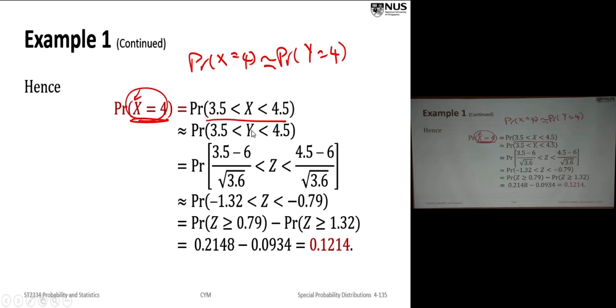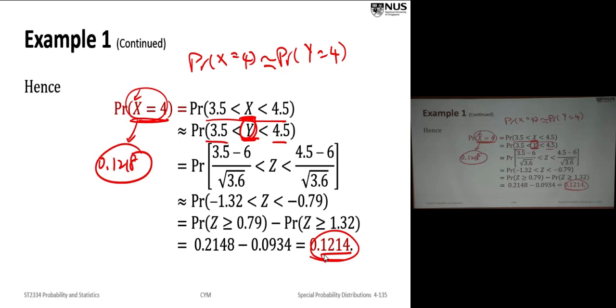Then I convert it and approximate by Y. X follows a binomial, Y follows a normal approximate distribution, so it's between the same two numbers. After I standardize it, I got the answer 0.1214, which is not very different from the exact probability, 0.1218. So it's quite close. This approximation is quite good.